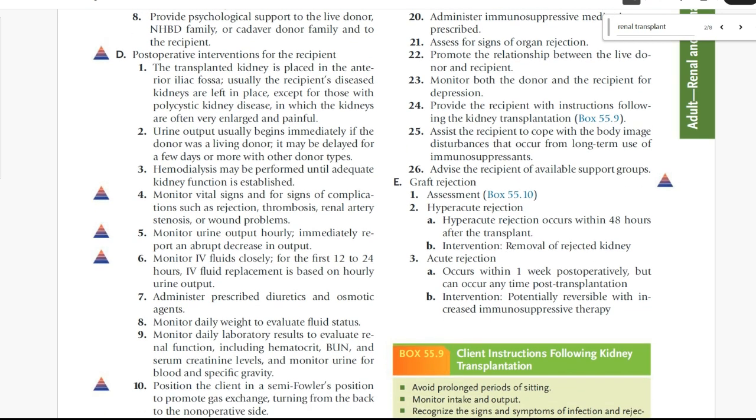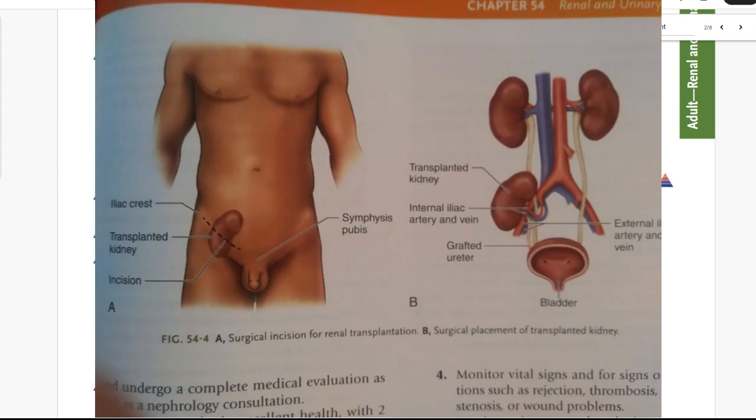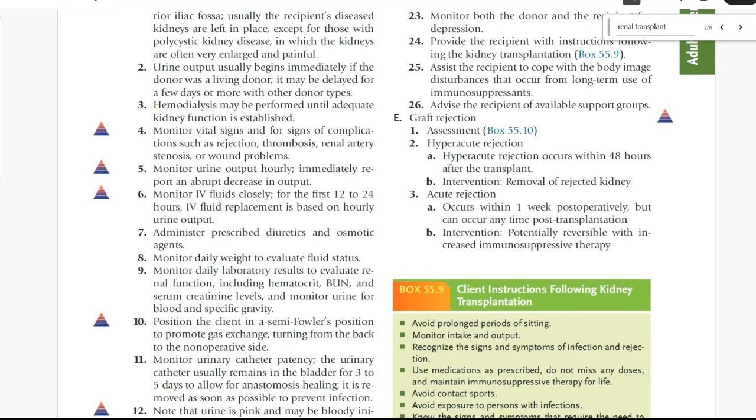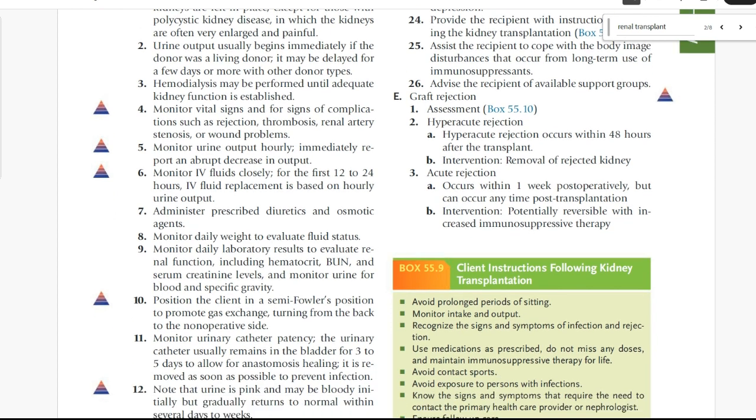Except for those with polycystic disease, usually they leave the diseased kidneys in place unless they are very enlarged and painful. Urine output usually begins immediately if the donor was a living donor. So it depends on the type of donor that they get, whether or not their kidney is going to function right away, but it may be delayed for a few days or more with other donor types. So we should expect either immediate to a few days response of this kidney. And so no, they probably won't just stop taking it once the kidney is functioning. They may need hemodialysis until there's adequate kidney function.